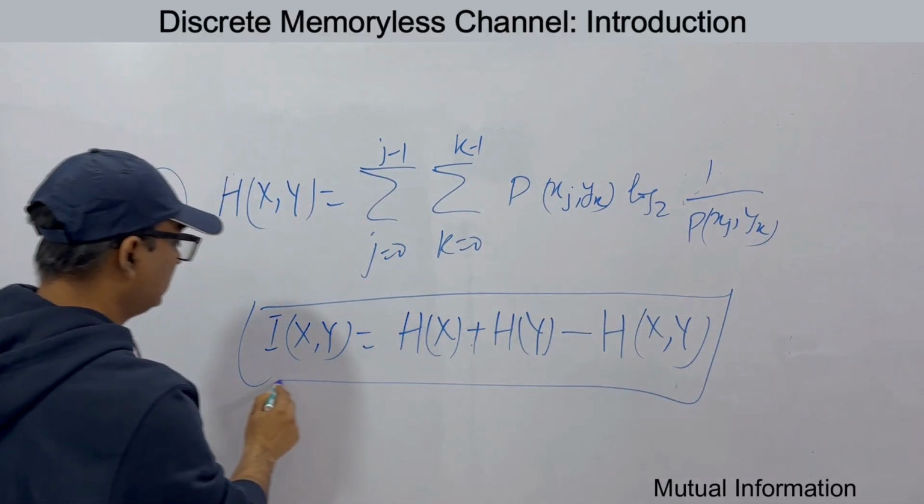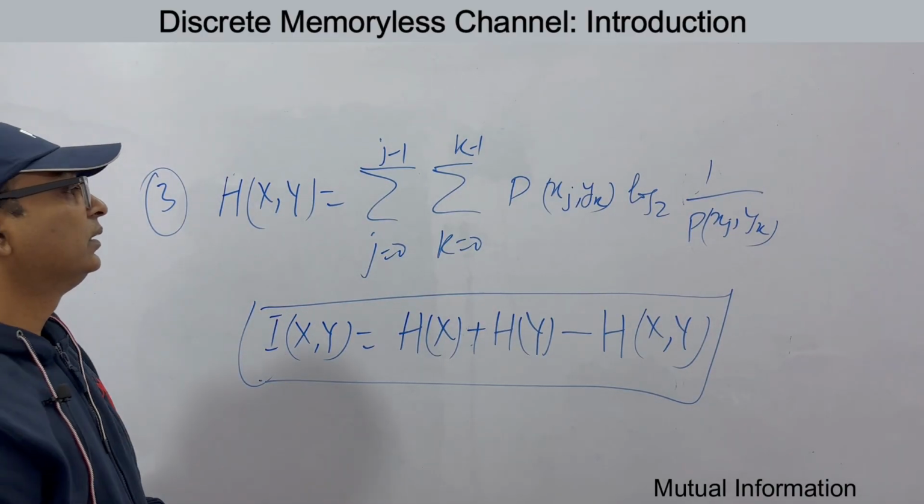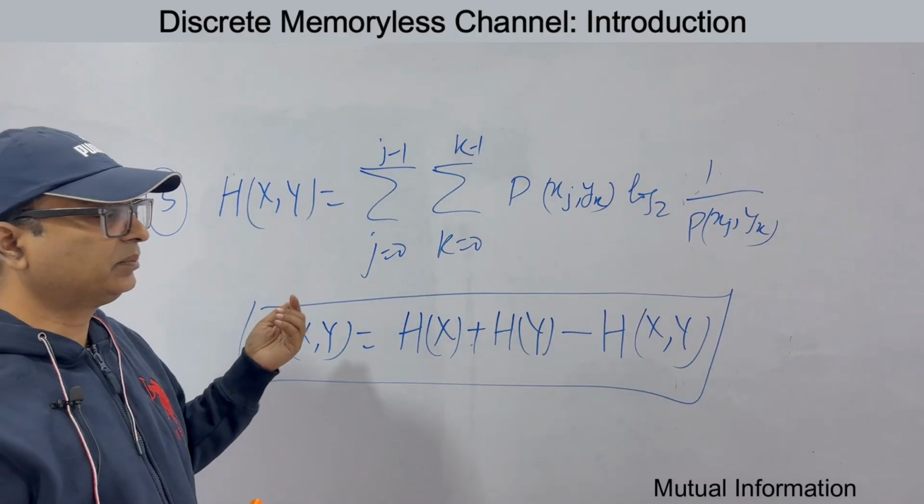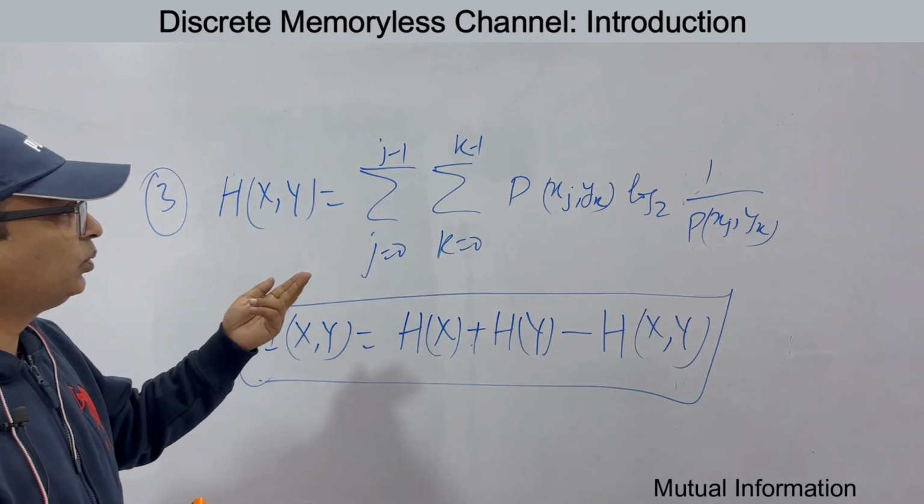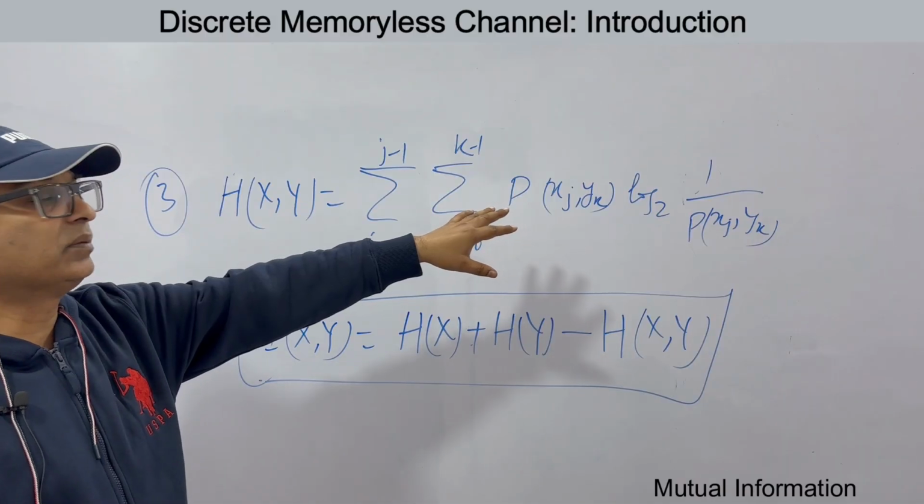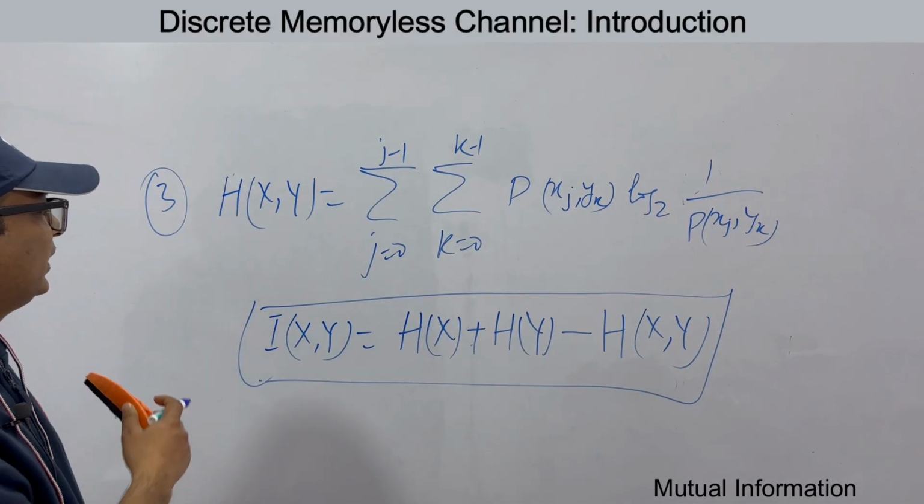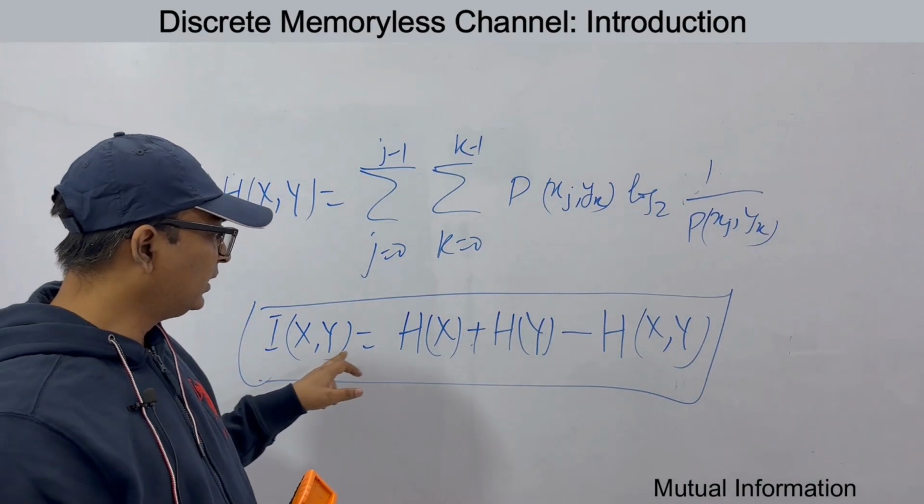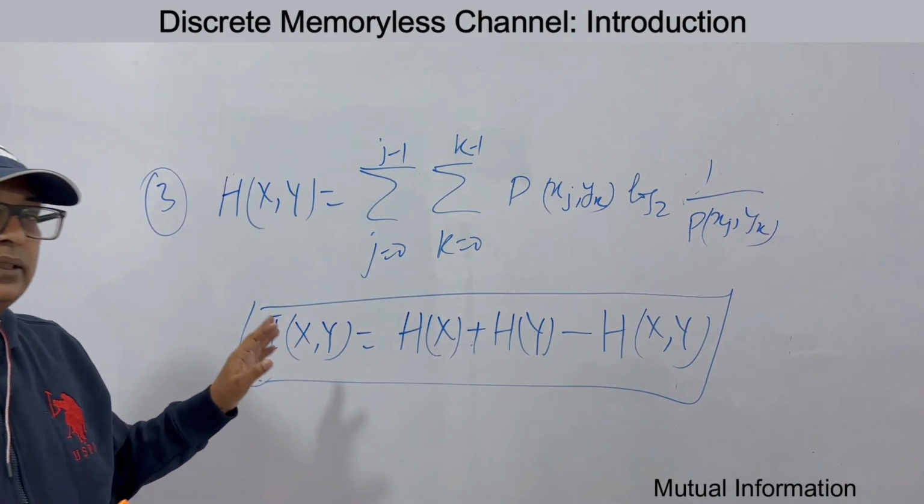Somewhere you may require this to get the values for a symmetric channel. For binary symmetric channels this is very easy. We have only 2 inputs and 2 outputs, so there will be only 4 terms. That won't be very difficult to get. So this is the relation between mutual information and joint entropy, the third property.